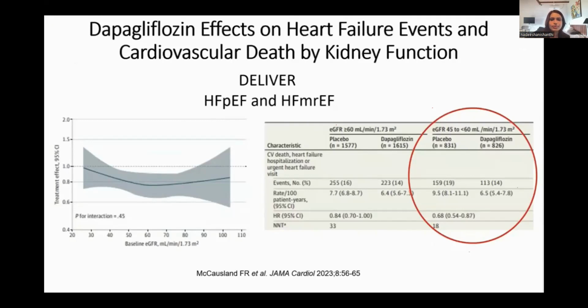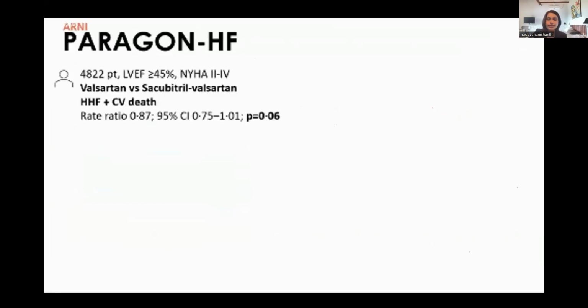Then I will let you know about the PARAGON heart failure trial. That is also very important. They compared ARNI, that is angiotensin receptor neprilysin inhibitors, to ARBs, and that showed that ARNI, the sacubitril valsartan, had significant reduction in hospitalization with heart failure and cardiovascular deaths compared to just angiotensin receptor blockers.